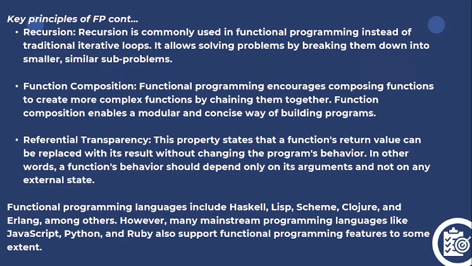Referential transparency. This property states that a function's return value can be replaced with its result without changing the program's behavior. In other words, a function's behavior should depend only on its arguments and not on any external state.